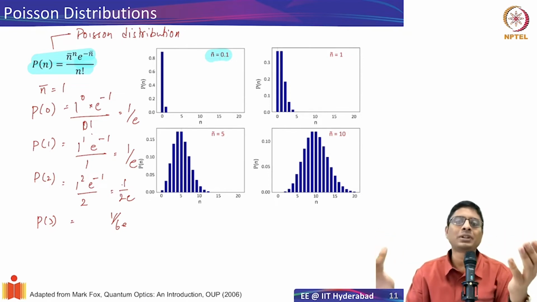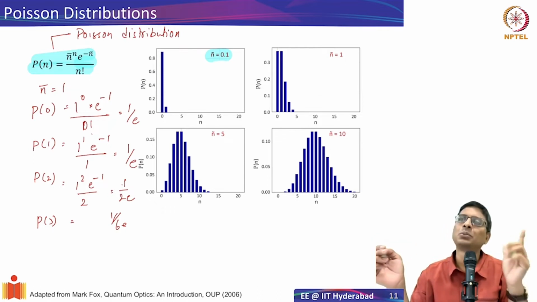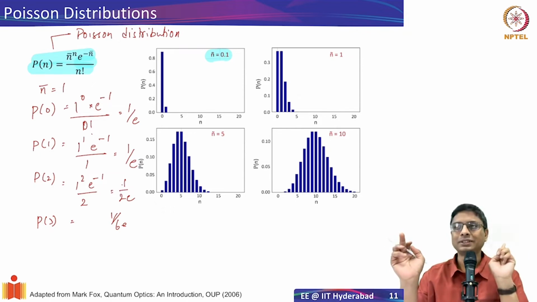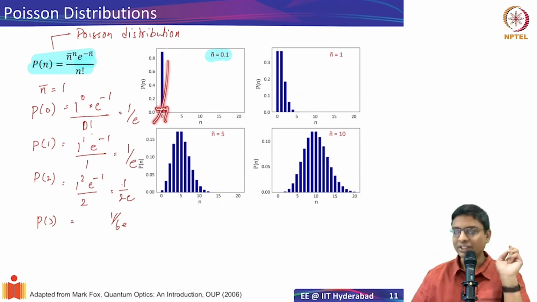What does it mean if the average number of photons is 0.1? You make 10 measurements, most of the times you will see no photon. Only in one event you will see one. So if you make this measurement with 0.1, the probability of finding 0 photons is 0.9. The probability of finding 1 photon is 0.1. Right? So this is the distribution you will get.